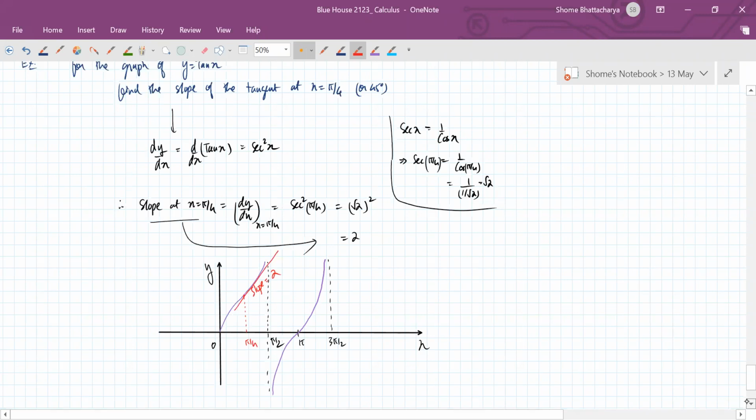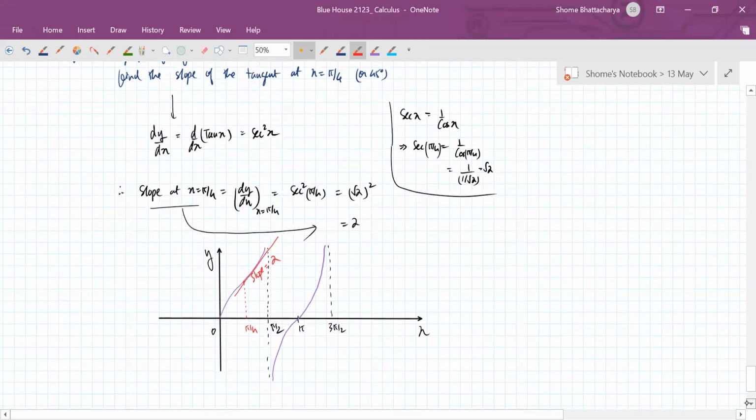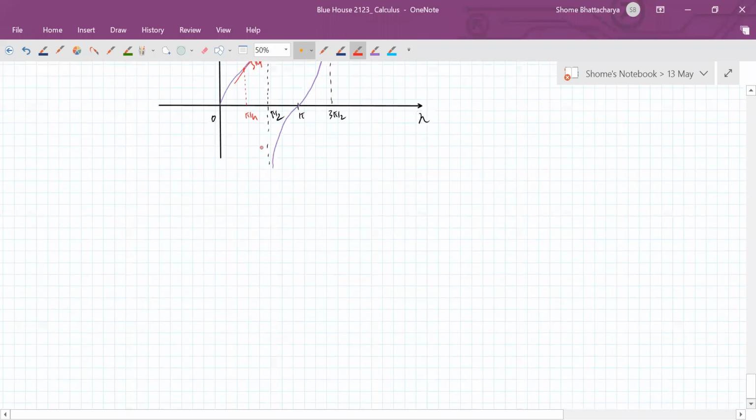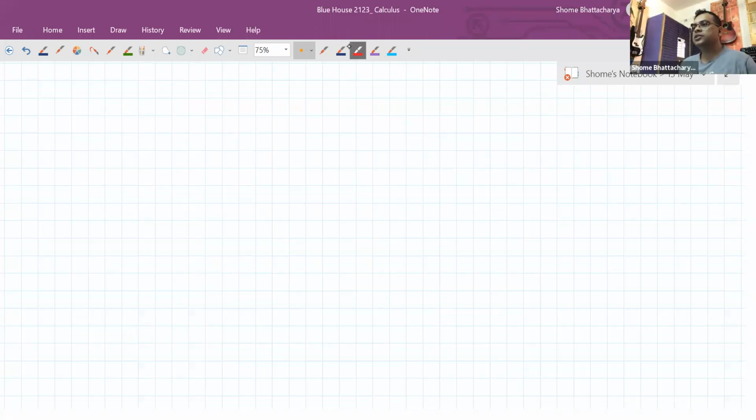Okay, so this is about the trigonometric functions. Now let's come to two more essential formulae for two more essential types of functions. So next we will look at the exponential function.